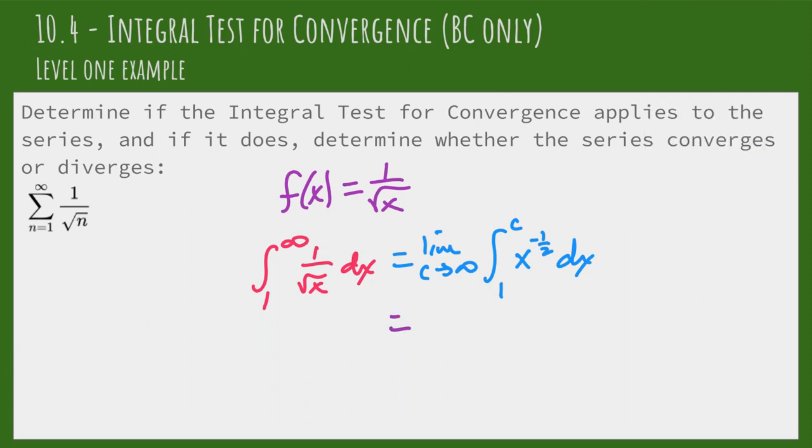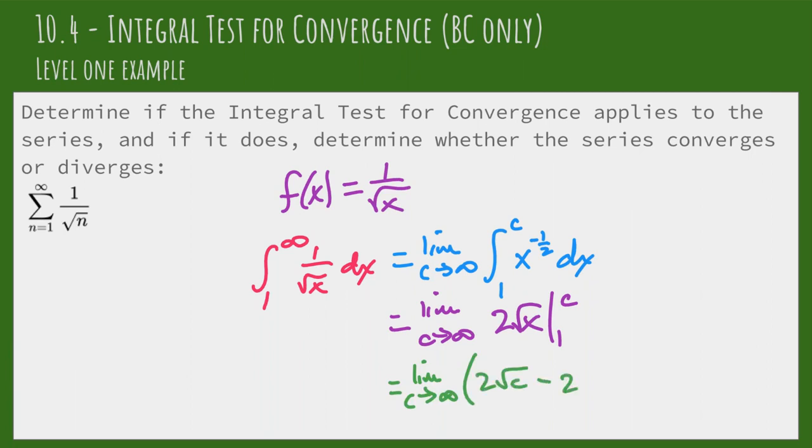And so evaluating that, the antiderivative of x to the negative 1/2 is x to the positive 1/2 divided by 1/2, so times 2. So that would be 2 square root of x, and that's evaluated from 1 to c. So that is going to be the limit as c approaches infinity of 2 square root of c minus 2 square root of 1. Well, as c approaches infinity, the square root of c also approaches infinity. So this limit diverges. It approaches infinity.